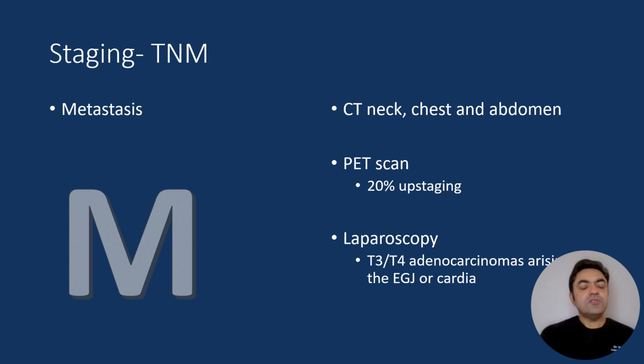For metastases or M staging, cross-sectional imaging with CT scan is preferred. PET scan should be offered to every patient who has an esophageal tumor, as 20% may be upstaged based on this. Laparoscopy can also be offered in patients who have T3, T4 adenocarcinomas arising at the GOJ or cardia.